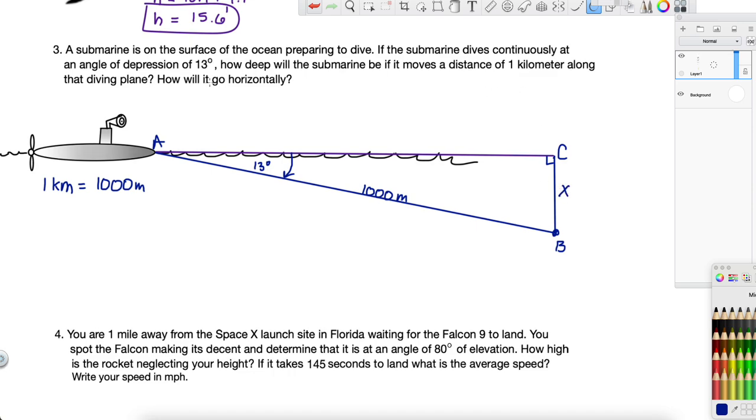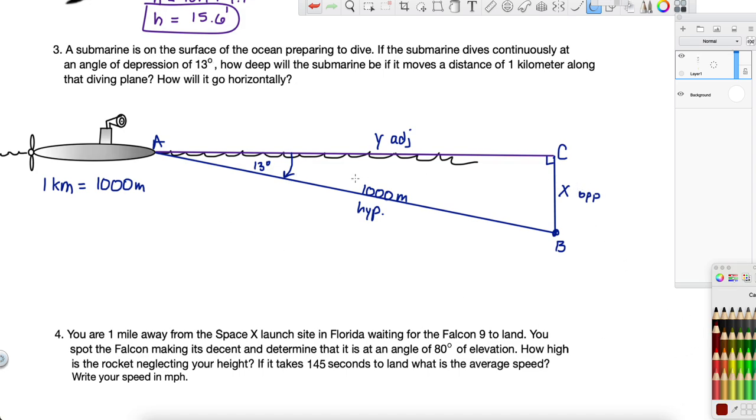And how far will it go horizontally? So we're also looking for this horizontal distance from A to C. Right, so how far is it going along the surface of the water, and how deep is it? These are the questions. So X is the opposite leg of 13 degrees. And Y here is the adjacent leg. Remember, the legs make up the 90-degree angle right here. So this 1,000 right here, this is the hypotenuse. And the hypotenuse is the given side. So this means that we're going to have to use sine or cosine in this case. In fact, we're going to use both.